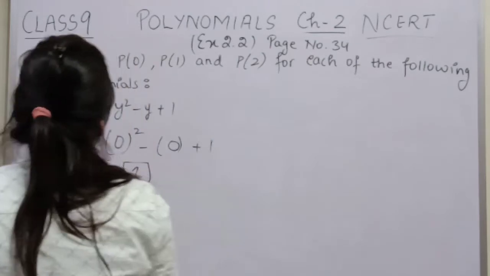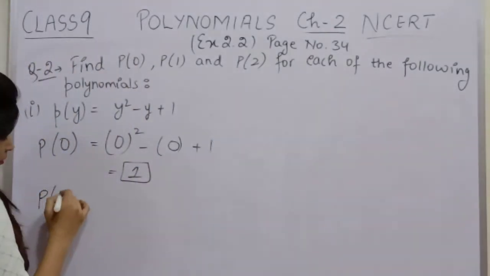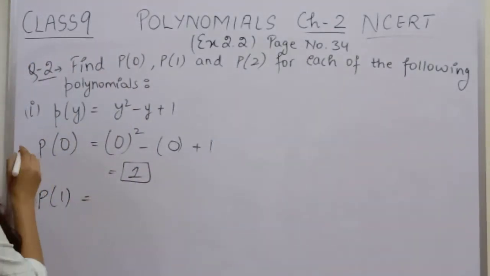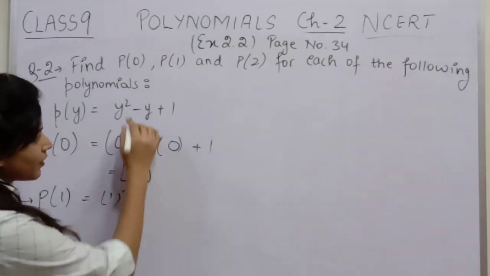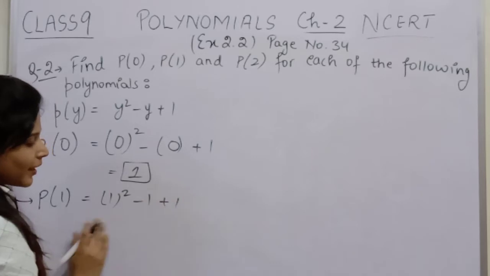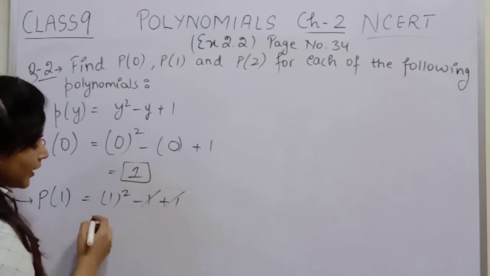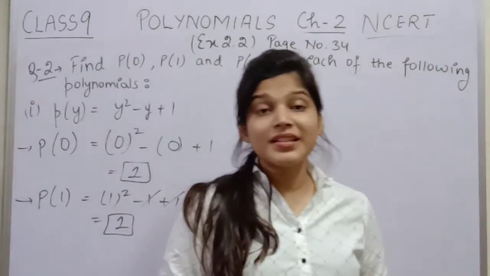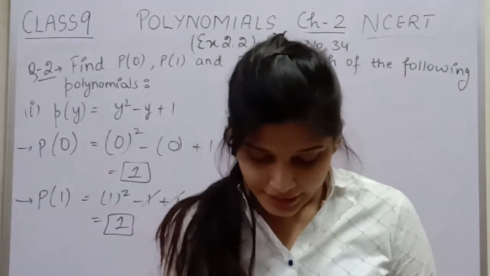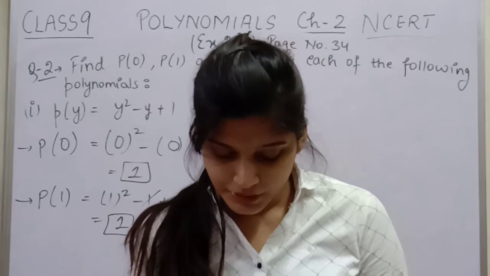Putting the value for P1 now, meaning in place of y we now have to put 1. Okay. So this will be 1 square minus 1 plus 1. Minus 1 plus 1 cancel. So again we got 1 square is 1. So again we have 1. Correct?